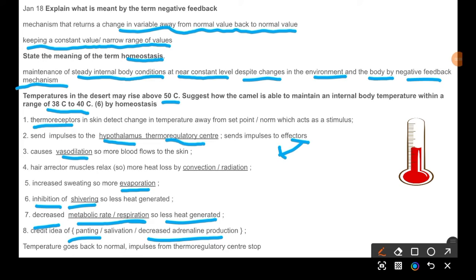And then lastly, this isn't in the mark scheme, but it's in the book. So temperature goes back to normal and impulses from the thermoregulatory center stop.